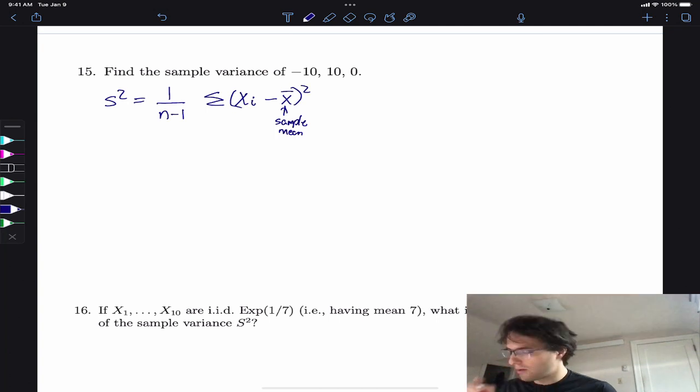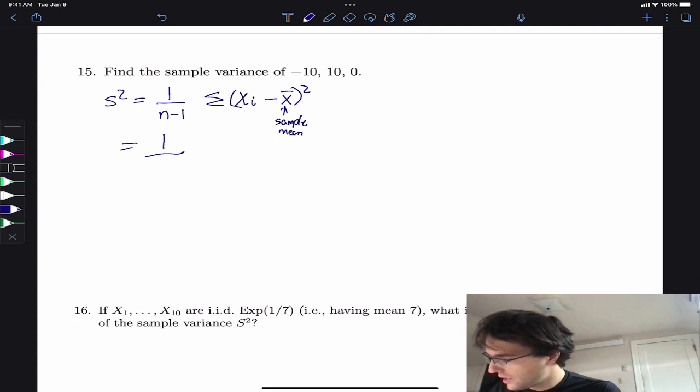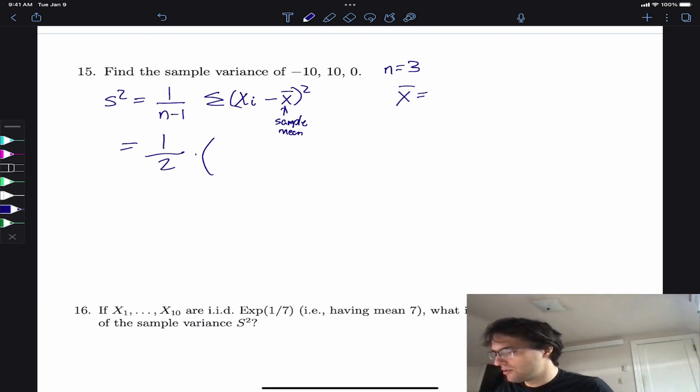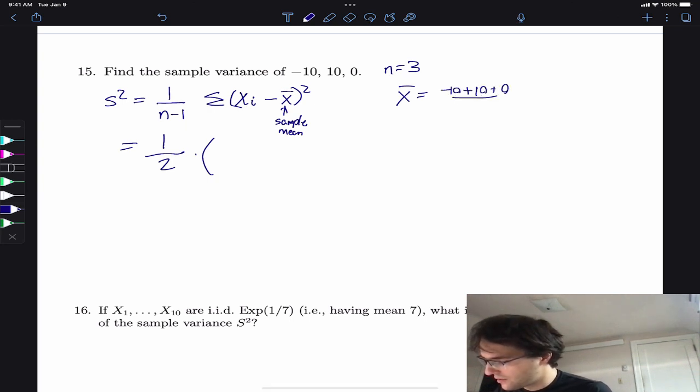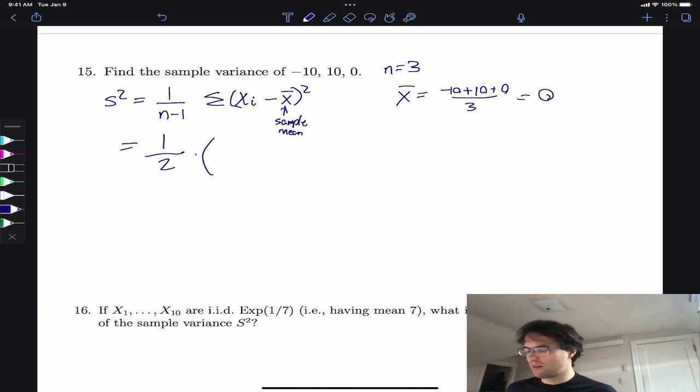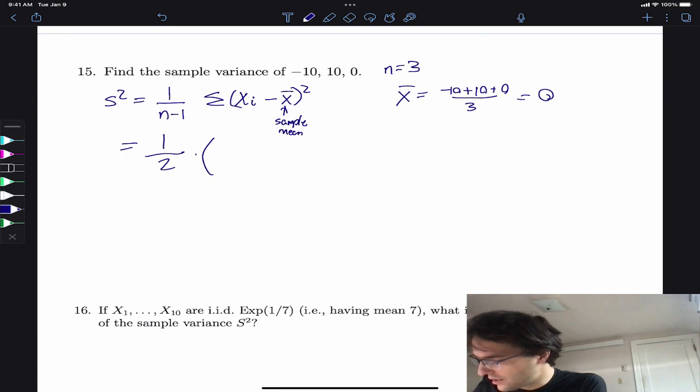And square that. So let's plug and chug. What is n? Well, n is equal to 3, so n minus 1 is 2. And then the summation for this, we have x. So what is x bar? That's just basically the sample mean. In this case, it's -10 plus 10 plus 0 divided by 3, which just ends up being 0. So that's really nice and convenient. Our sample mean is just 0 in this case.